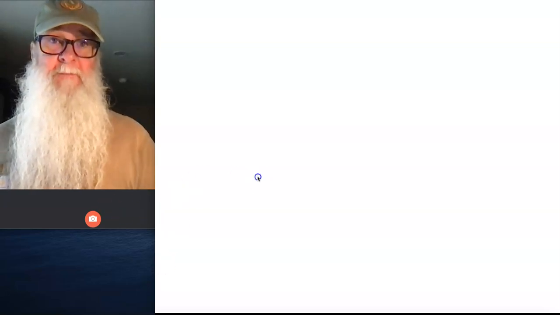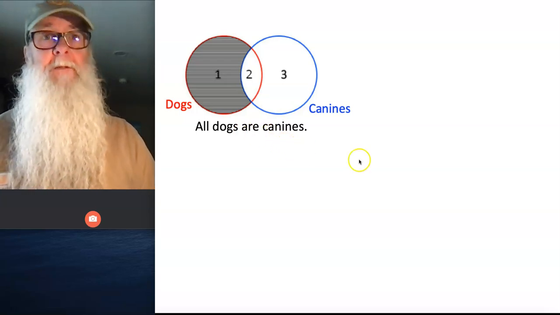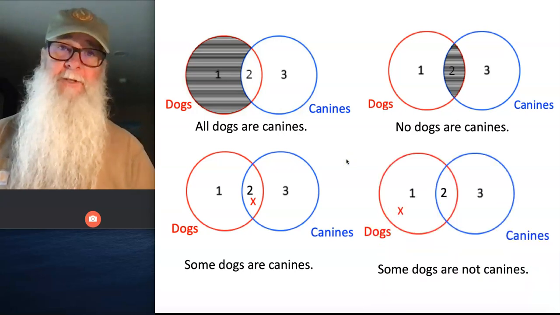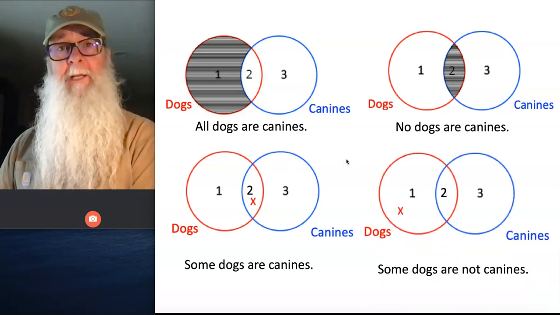Let's talk about your old pal, the Venn diagram. Remember what a Venn diagram is? It's a visual representation of a given statement. It illustrates what a given statement looks like when that statement is assumed to be true. So we might have a Venn diagram that illustrates the statement, all dogs are canines, or no dogs are canines, or some dogs are canines, or some dogs are not canines. And each one of these Venn diagrams represents visually its accompanying statement.